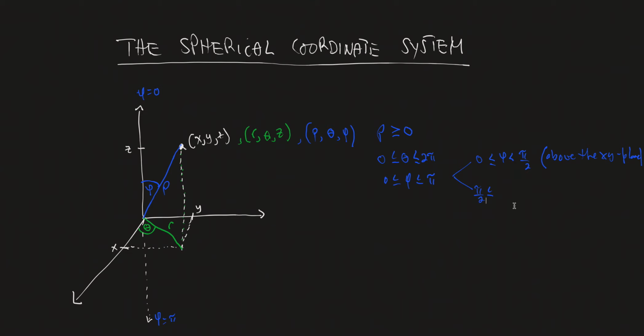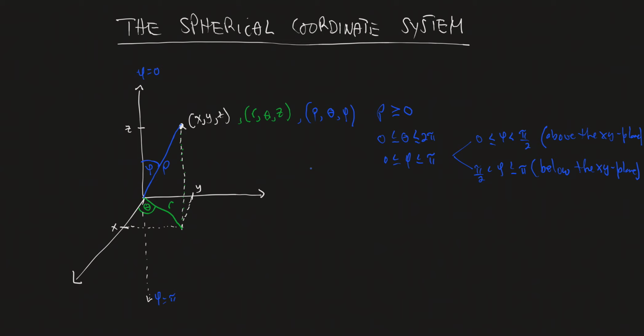There we go, right? And then if your phi is greater than pi over 2 but less than or equal to pi, then your point is below the xy plane. Right? So 2 angles and 1 distance, and those are the variables that define the spherical coordinate system.